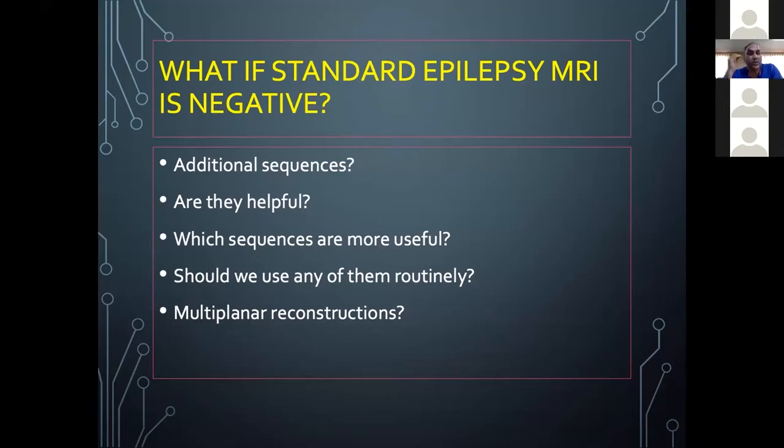What if a standard epilepsy MRI is negative? What can be done? Do we need to do an additional sequence? What is the use of these additional sequences? Which sequences are more useful and should we use them routinely? And then there is an absolute importance of multiplanar reconstruction.